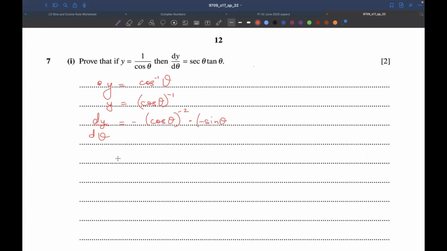So minus minus will cancel out and we'll have sine theta upon cos square theta. We can write this as sine theta divided by cos theta multiplied by 1 upon cos theta. We know that sine theta upon cos theta is tan theta. So we can now write dy by d theta as tan theta, and 1 upon cos theta is sec theta. So this will become tan theta sec theta.